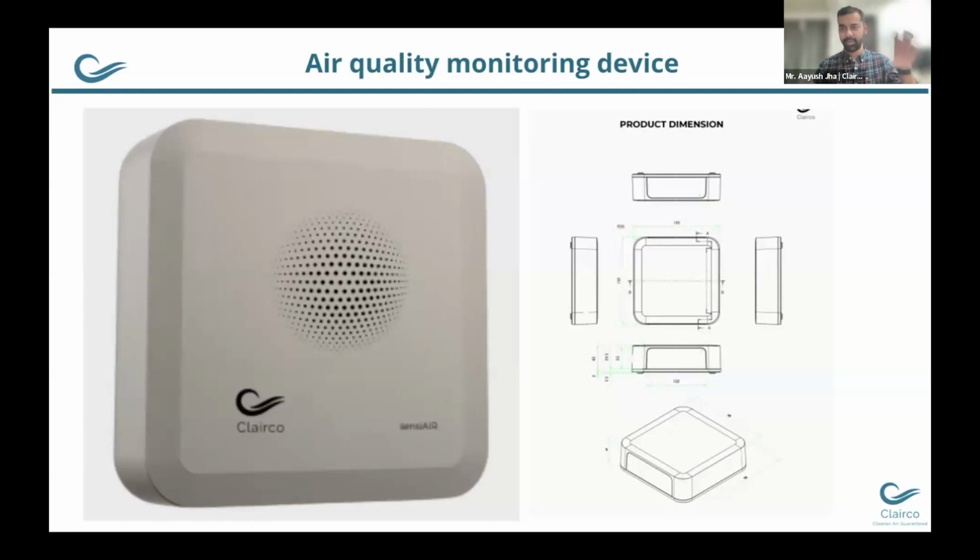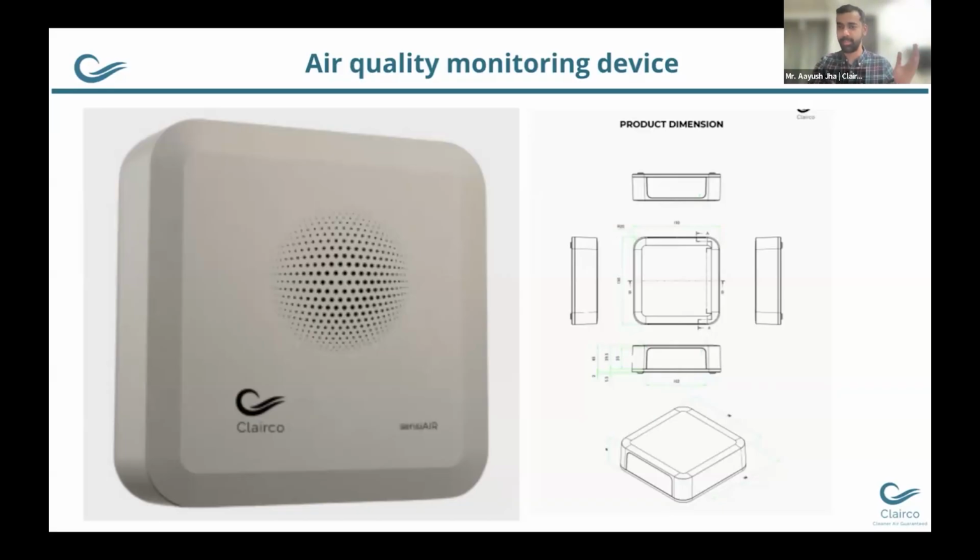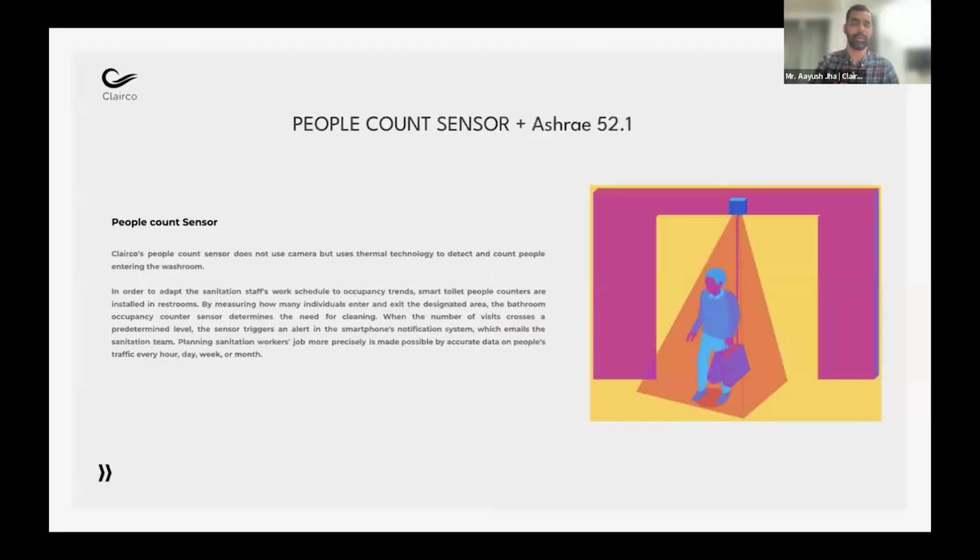I'm just going to talk about the devices and quickly jump to the analytics because that is where the main part is. Many people make devices, that's great, but where is the intelligence? That's the core of my conversation today. First is air quality monitoring. Many OEMs are there that do air quality monitoring.